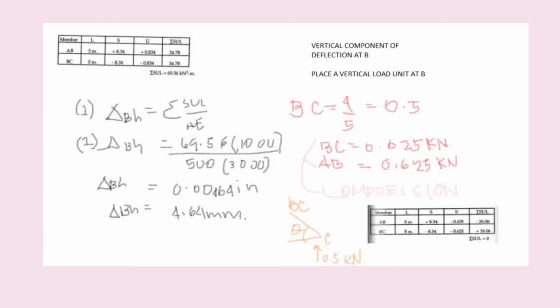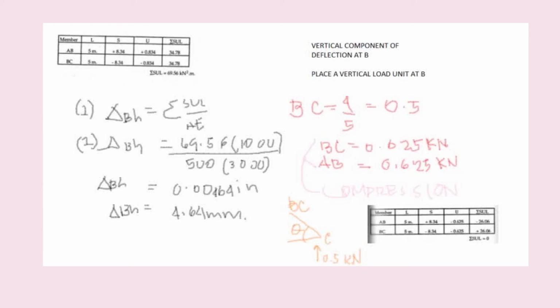Next, we're going to find the vertical component of deflection at B. Place a vertical unit load at B. BC is equal to 4 over 5 is equal to 0.5. So BC is equal to 0.25 kilonewton and AB is equal to 0.625 kilonewton. BC and AB are both compression. Now I'm going to draw the free body diagram of this vertical unit.